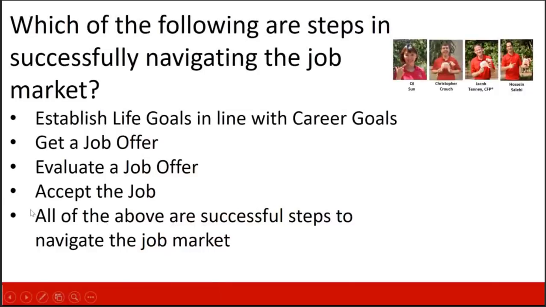Okay, so from there, let's look at this question. Which of the following are steps in successfully navigating the job market? It says steps, so that kind of gives you a cue that there's probably multiple answers here. The first one is establish life goals in line with career goals. The second one is get a job offer. The third one is evaluate a job offer. The fourth one is accept a job offer. And the last option is all of the above are successful steps to navigate the job market.